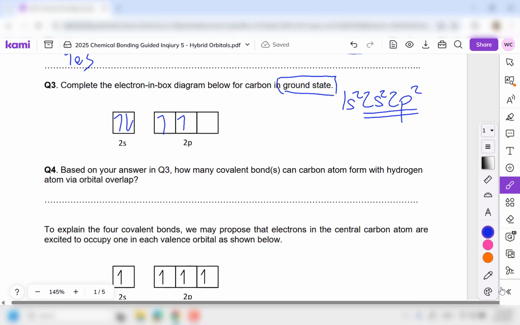Question 4, based on your answer in question 3, how many covalent bonds can carbon form with hydrogen atoms? You'll notice that there are only 2 unpaired electrons in the 2p subshell. So if I'm going to form a bond with hydrogen, I can only utilize these 2. But you obviously know that this is not the case, because methane forms 4 bonds. So this ground state model where carbon reacts with hydrogen is probably not the correct one. But anyway, when you're answering this question, just answer it as it is. So the answer here is 2.